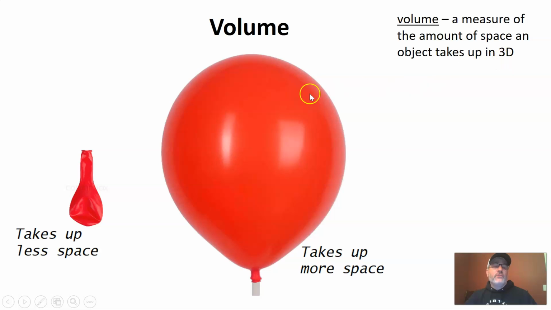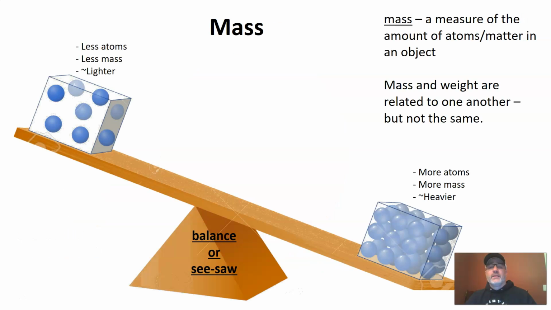So this is pretty straightforward. We can see here we have a balloon. Obviously, it is not inflated. It doesn't take up much space. It takes up much less space. So we would say that this uninflated balloon has less volume. On the other hand, if we put some air in that same balloon, now it takes up more space. And so we can say that it would have more volume. So really, volume is just a measurement of the amount of space that an object is going to take up.